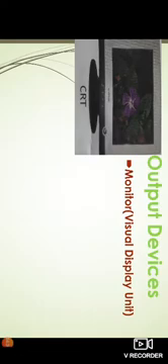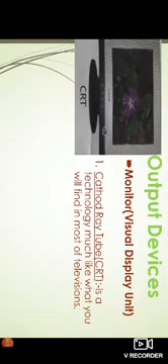First we see the monitor. It is also known as a visual display unit. Visual display unit means VDU. It is one of the most common output devices. It looks like a television screen that can display both text and pictures.